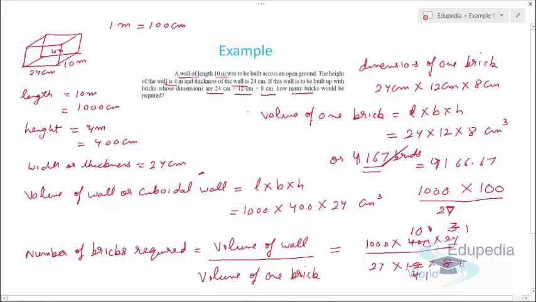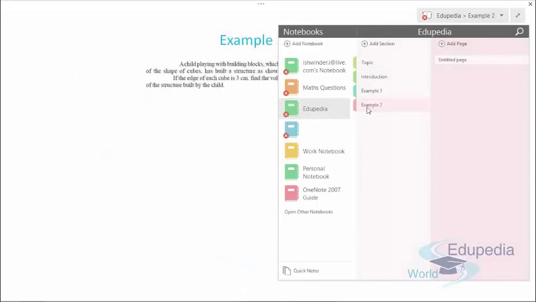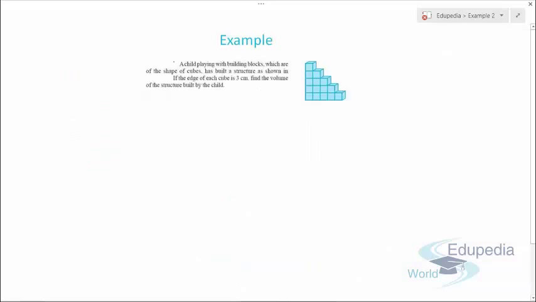So let's discuss the next example, which is also the last example of this video. Now, the example says that a child playing with building blocks which are of the shapes of cube has built a structure as shown in the figure. If edge of each cube is 3 centimeter, we need to find the volume of the structure built by the child. So it's very easy question and also very interesting question. So you have to watch this part of the video very carefully.